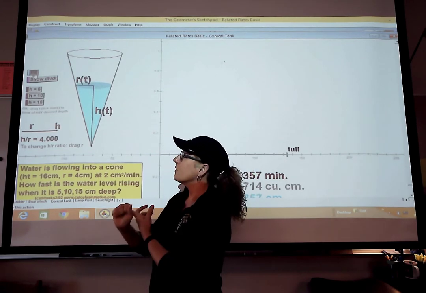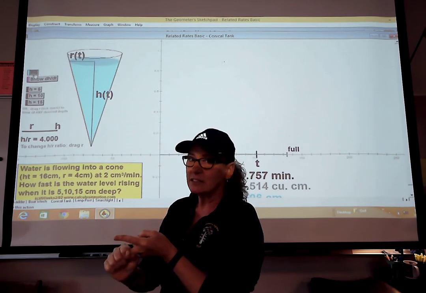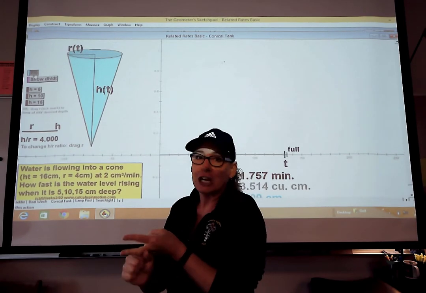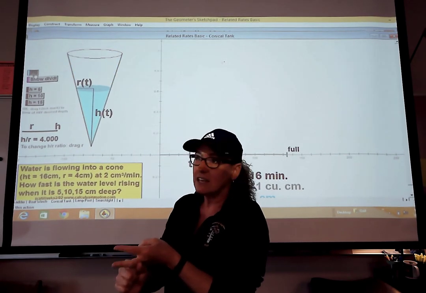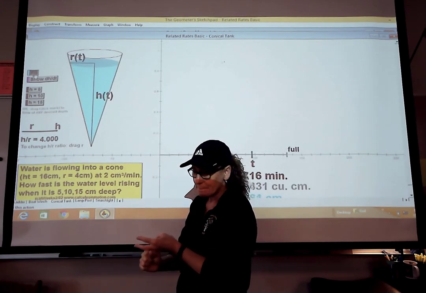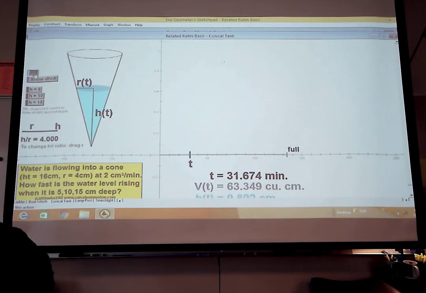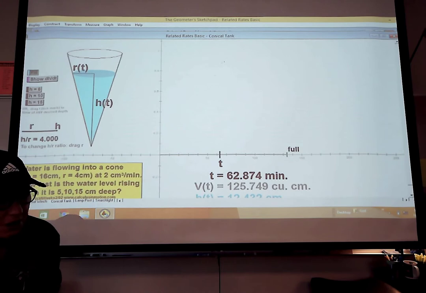All right, so the radius is changing at its own rate. The height is changing at its own rate, and the volume is changing at its own rate. dV/dt, dr/dt, dH/dt. Okay? Keep that in mind. And while I'm here, let me go ahead and show you the next one.